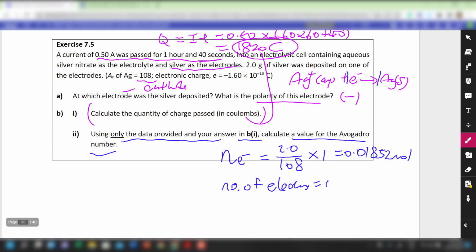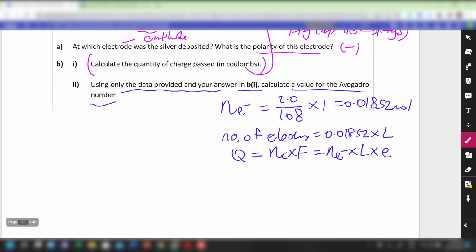Okay, so that will be equal to 0.01852 multiplied by L. L is the Avogadro number. Remember that L is the Avogadro number. We know that Q is equal to the number of moles of electron transfer multiplied by Faraday, which is equal to the number of moles of electron transfer multiplied by L multiplied by the electronic charge. I just put it as E.